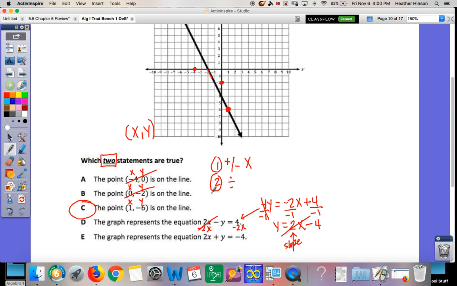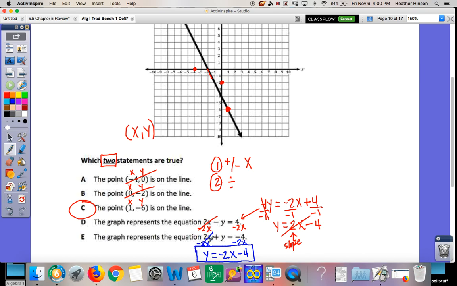So again, add or subtract x. X is positive, so we're going to subtract. And divide by what's in front of y. There's nothing in front of y, so that's it.